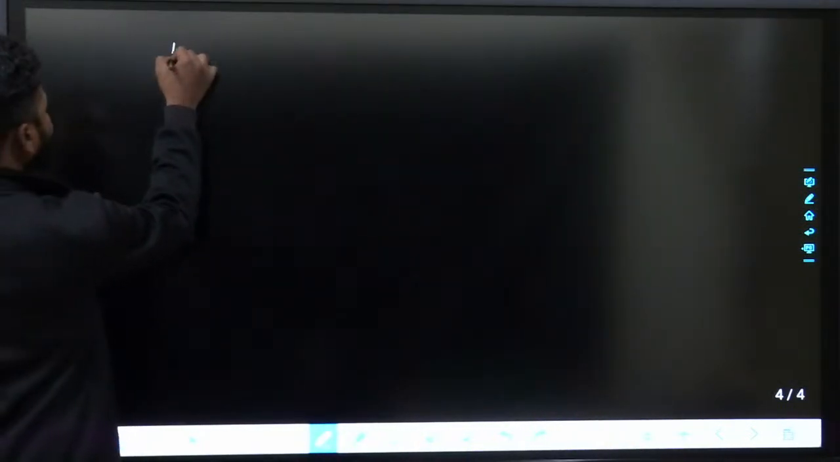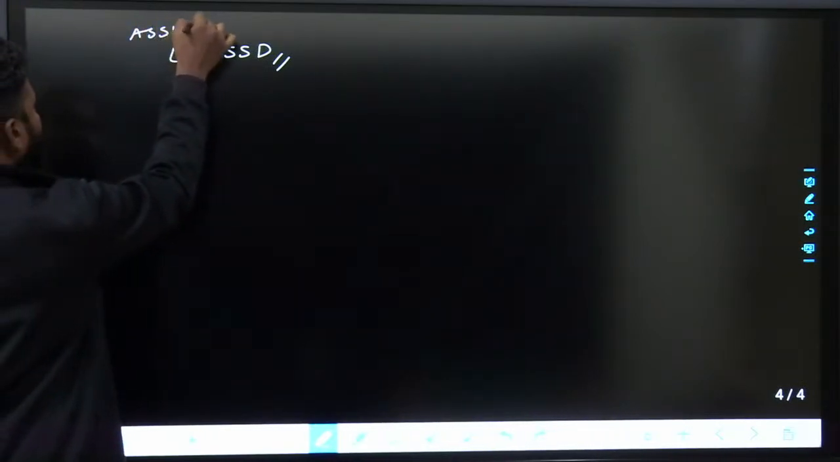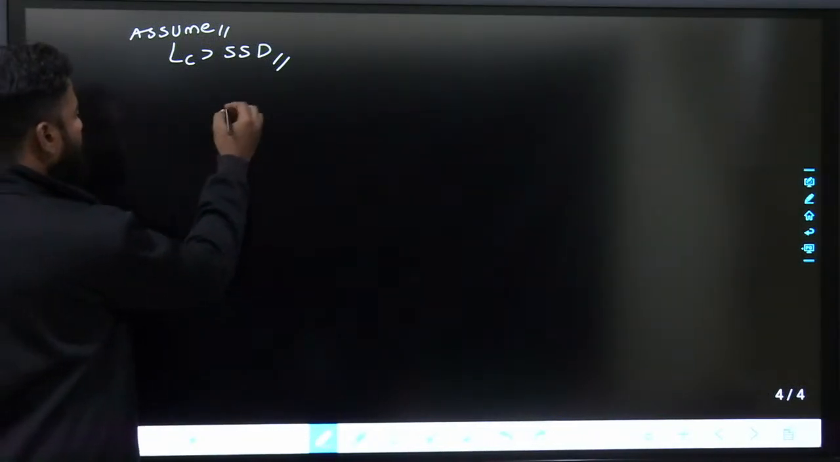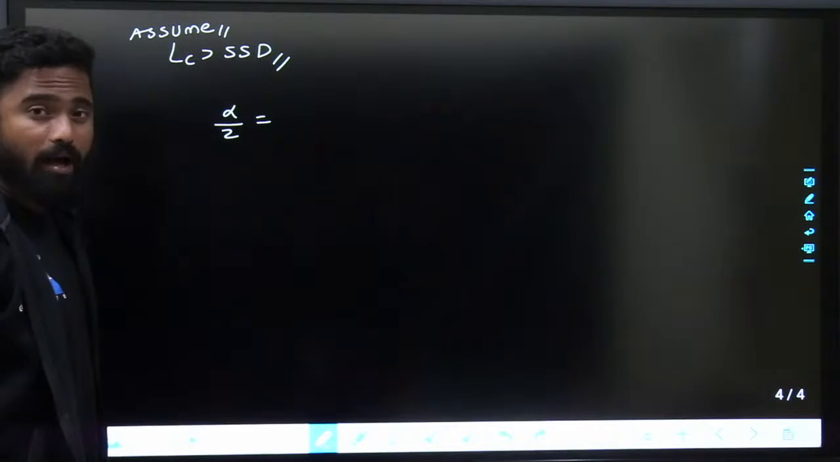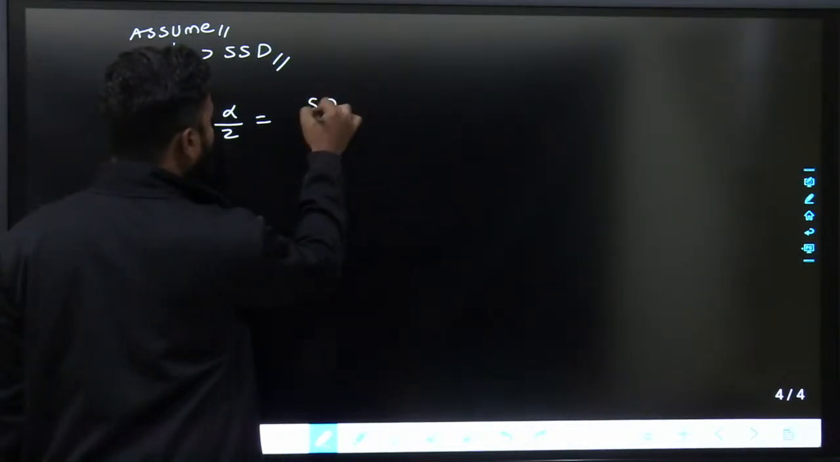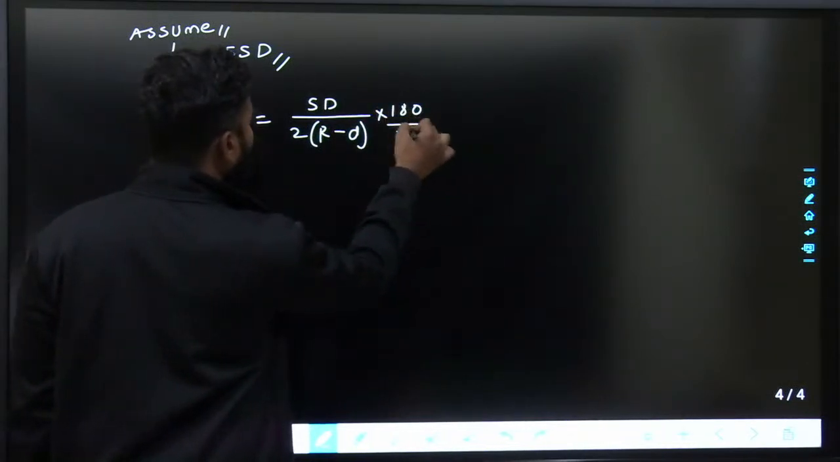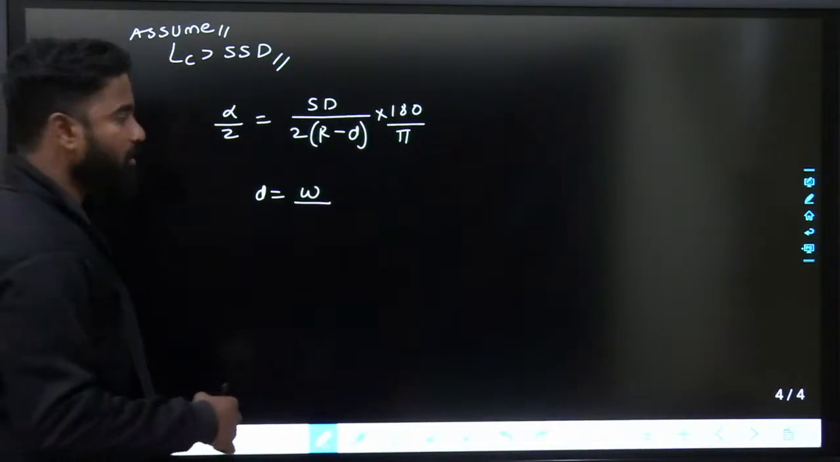Now the next is the setback distance. Just take the first case, length of the curve is more than SSD, where S is SSD. Just assume the length of the curve is more than SSD, because nothing is mentioned in the question. Now for the setback distance, for a two-lane highway, alpha by 2 would be equal to S upon 2 into R minus d, multiplied with 180 by pi. Nothing is given for d, so you don't have to calculate extra widening here.